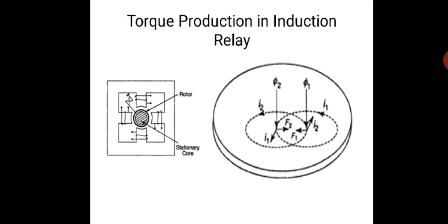Next, torque equations. Theory of induction relay torque. Okay, here the F1 and F2 forces will attract each other, phi 1 and phi 2 fluxes are produced, and I1 and I2 currents will be produced.